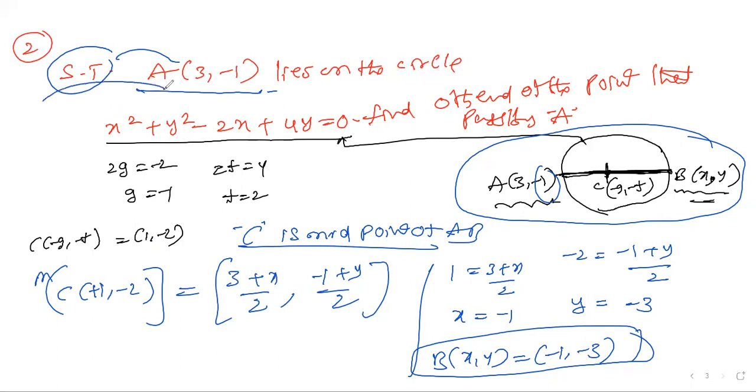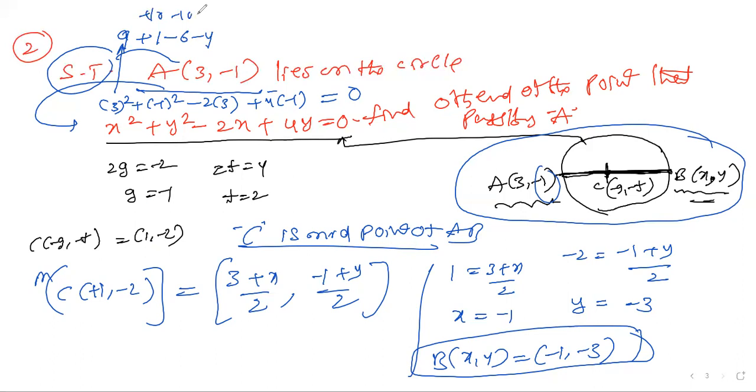If point A is substituted here, for confirmation: 3 square plus minus 1 square minus 2 into 3 plus 4 into minus 1. This is equal to 0, because on top it is 9 plus 1 minus 6, and minus 4 plus 10 minus 10, which equals 0. Therefore, if you substitute point A, the circle equation becomes 0. Therefore, point A lies on the circle.